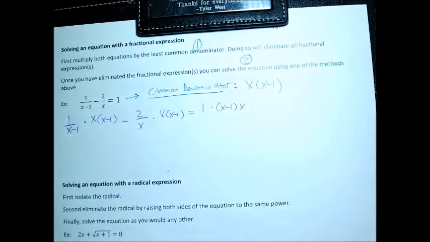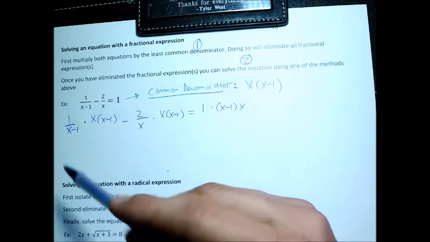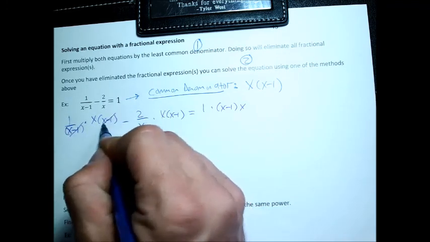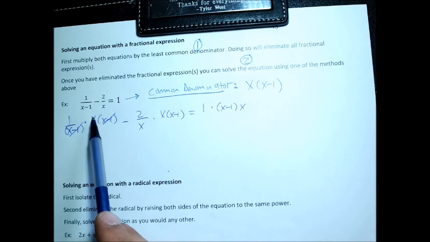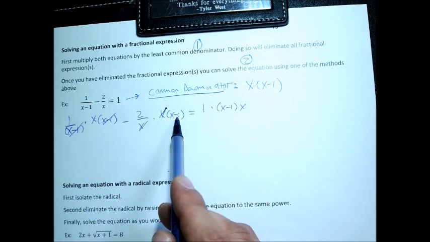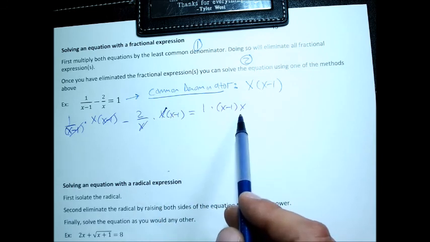I usually end up running out of room here, so I'll try to write things a little smaller. The point of doing that is that the denominators cancel. The x minus 1's cancel on the left, and we'll be left with an x. The x's cancel on the middle term, and we'll be left with an x minus 1. And then nothing cancels on the right, and we'll multiply that out.